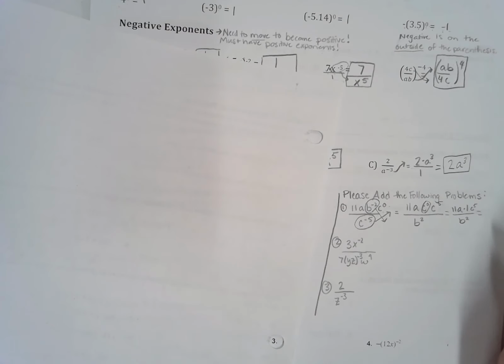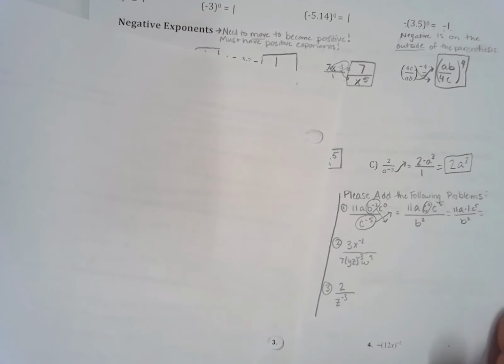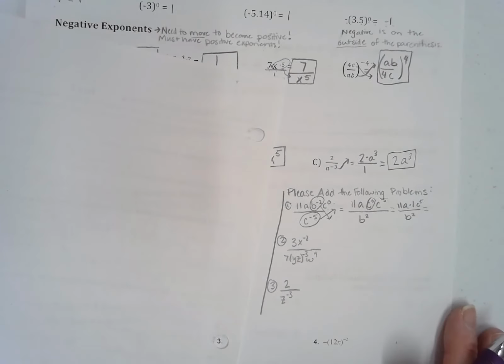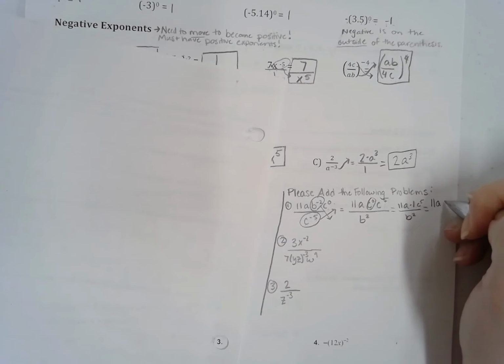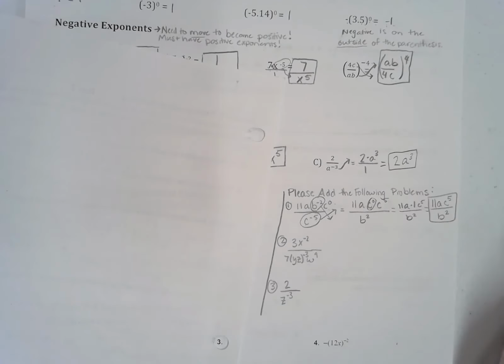Now to simplify this, all I have to do is multiply the numbers. What is 11 times 1? 11 times 1 is 11. And the letters stay the same. 11a c to the fifth, all over b to the second. Quite a few steps there. Like I said, a little bit more complicated, but take it one step at a time and it should be okay.